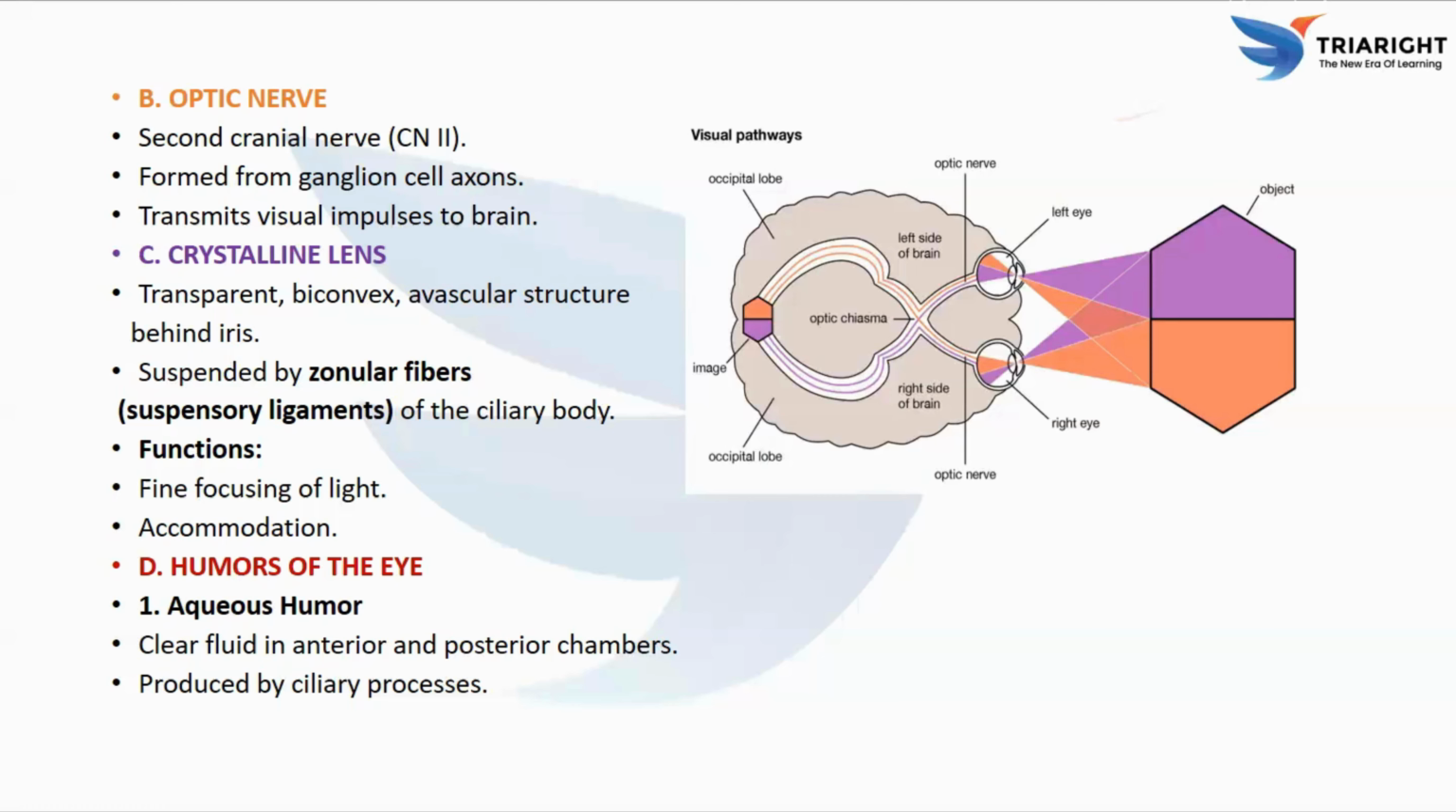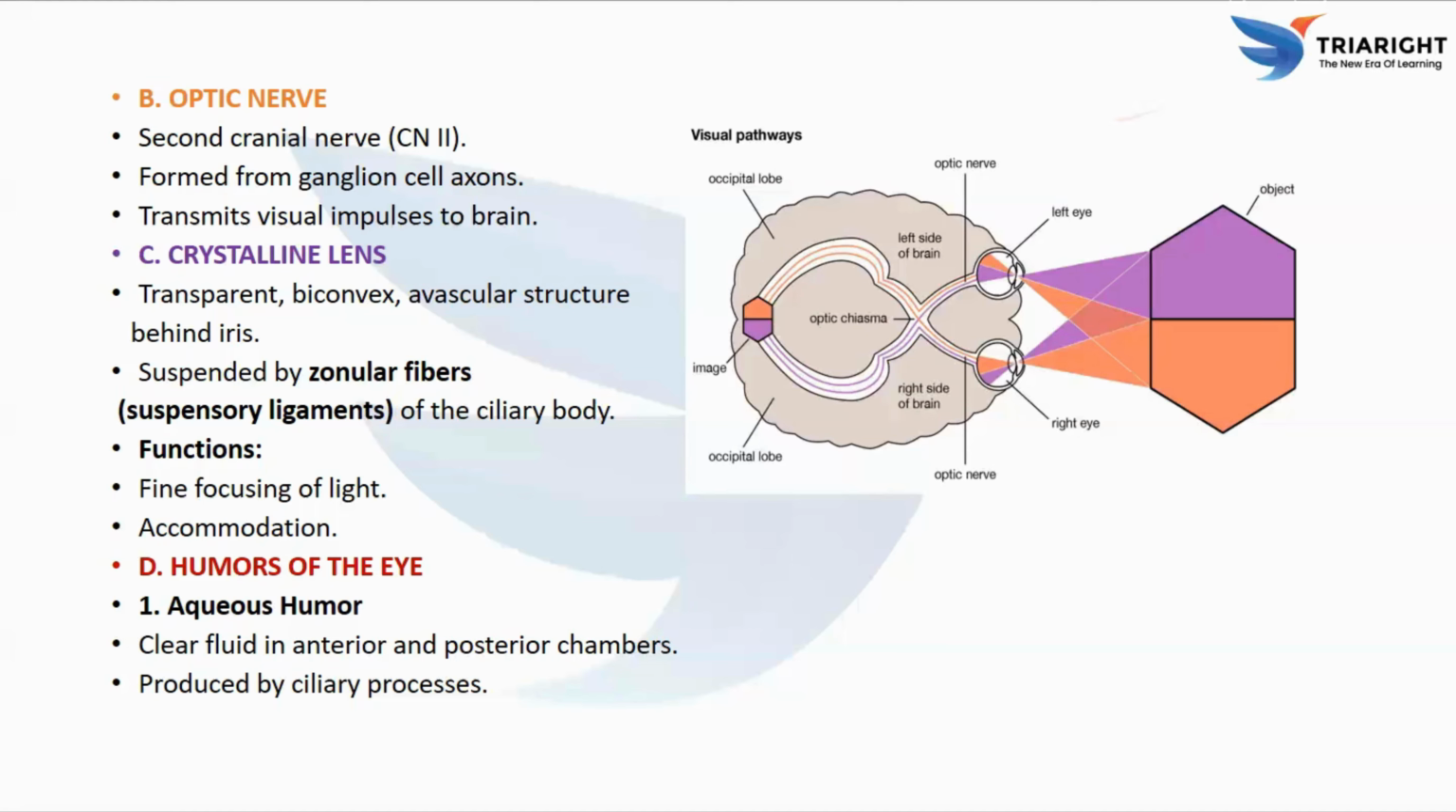So the next part is the humors of the eye. So what are the humors of the eye? Aqueous humor and vitreous humor. Aqueous humor is a clear watery fluid that fills the anterior chamber and posterior chamber. This is produced by the ciliary process of the ciliary body. So what are the functions of the aqueous humor? It maintains the intraocular pressure. It provides nutrients to avascular structures like both the cornea and lens. It also removes the metabolic waste.